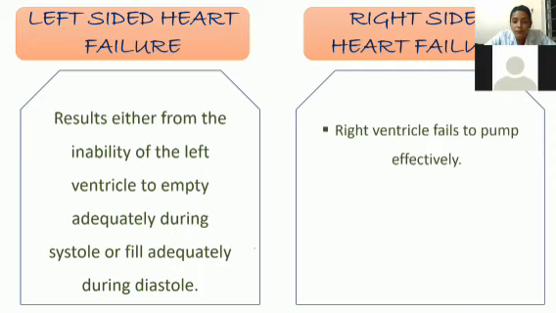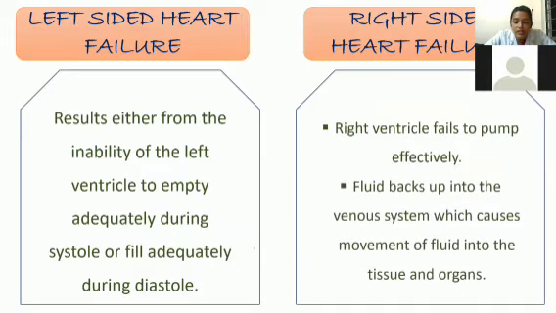Right-sided heart failure. In right-sided heart failure, the right ventricle fails to pump effectively. This can happen in conditions like chronic lung disease. Right-sided heart failure mostly occurs either due to left-sided heart failure or due to chronic lung diseases. If the right ventricle is not pumping out the venous blood adequately, fluid backs up into the venous system, which causes movement of fluid into the tissue and organs.